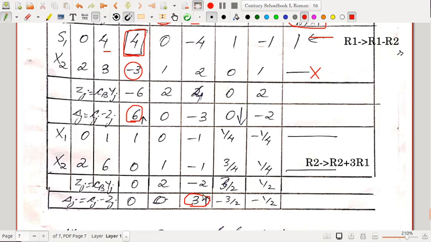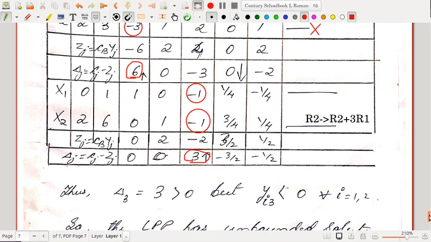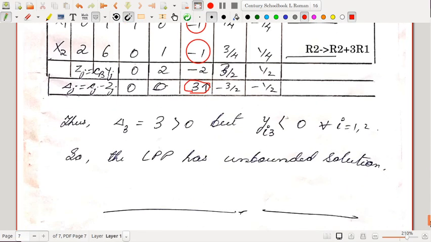But you see this particular column here, all the entries are negative, so that means we cannot select our outgoing vector now. These two entries are negative, so we cannot select the outgoing vector in this case. So under such a situation, we can conclude that the LPP has an unbounded solution. This is what I have written here.